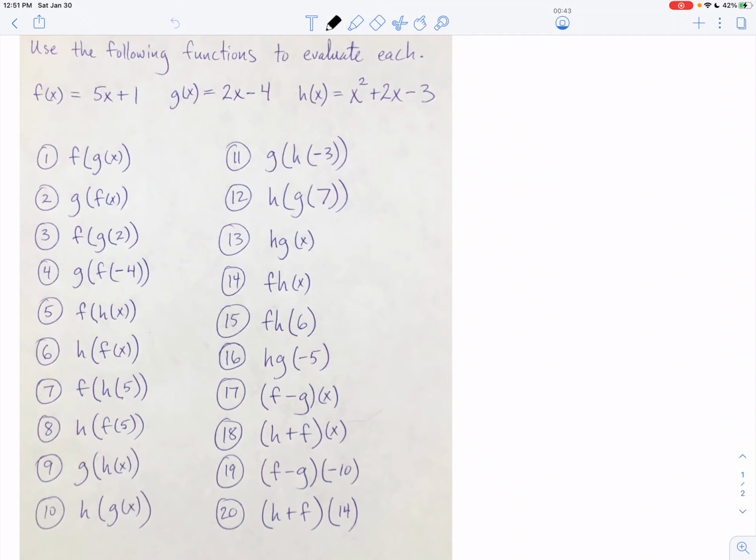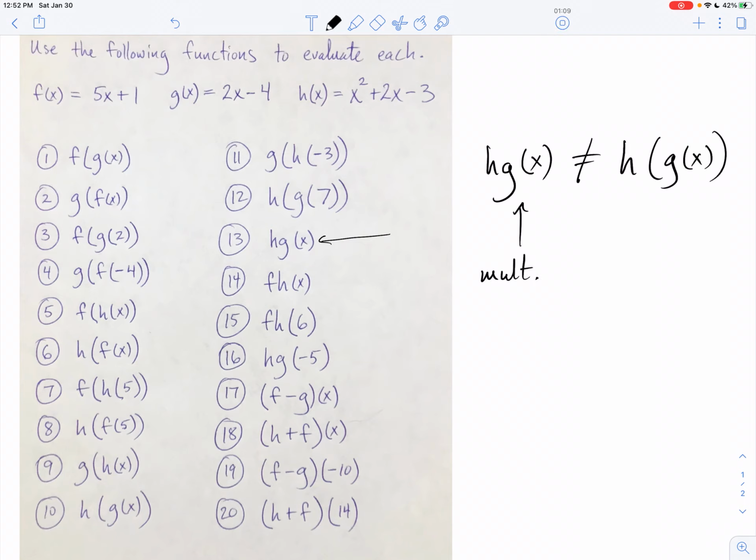You'll notice something like this, number 13 here, that says HGX. We just did that. That's multiplying. I would take H and multiply it times G. This is not the same thing as HG of X. This is multiply. This is what we call composite.